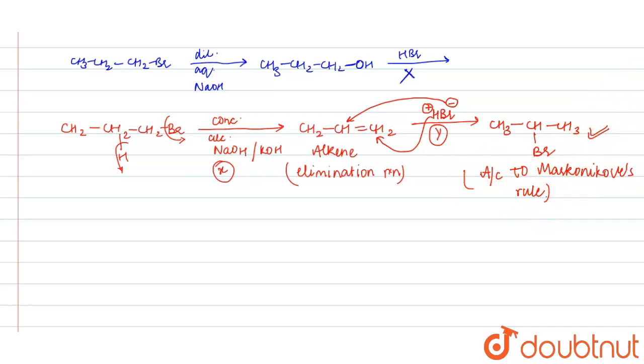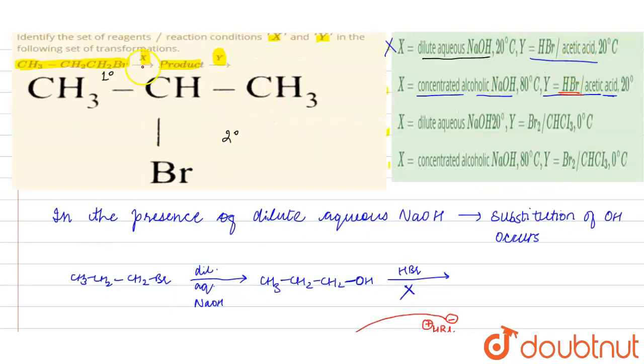We are getting the desired product here according to the question. So our X will be alcoholic concentrated NaOH and Y will be HBr in the presence of acetic acid. So this is your answer, B option. Okay. Now check other options also. Dilute aqueous NaOH. No, this cannot be our answer because in dilute aqueous NaOH, alcohol is formed. And further, alcohol will not react with Br2, because Br2 and HBr show reaction with alkenes only.